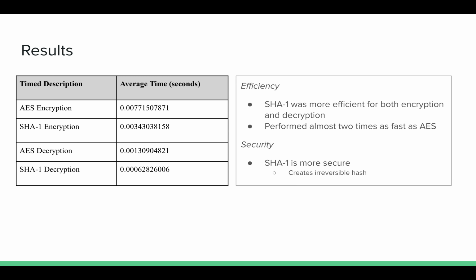Based on efficiency and security, after looking at the results and reading up on it, it made a lot more sense why SHA-1 is more of the standard when it comes to password encryption. It's more efficient, it's more secure, and that's what came out of this.